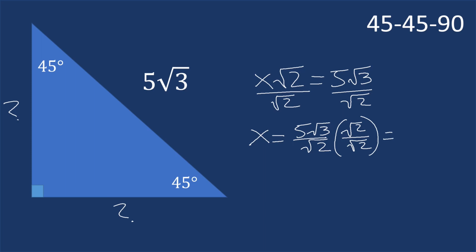If you remember your rules of radicals, square root of 3 times square root of 2 gives you square root of 6. So 5 square root of 6. On the bottom, square root of 2 times square root of 2 is square root of 4. 4 is a perfect square, so square root of 4 is just equal to 2. So each side of this triangle is going to be 5 square root of 6 over 2.